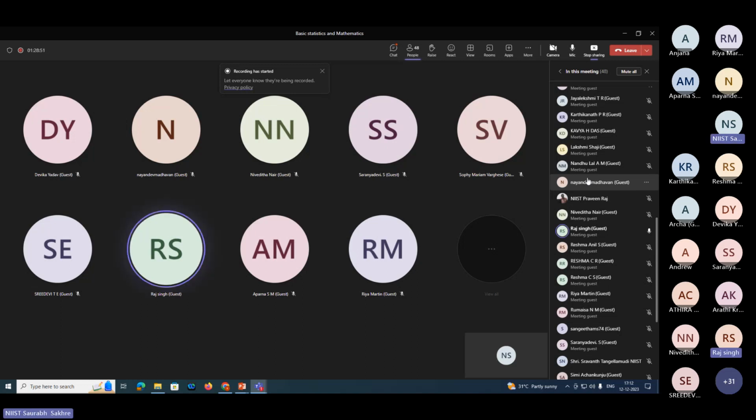Sir, in mean we calculate the average. Sir, in mean we can find out the average between the data. And in median, sir, we can find out the mid value of that frequency. And in mode, sir, we find the highest frequency.